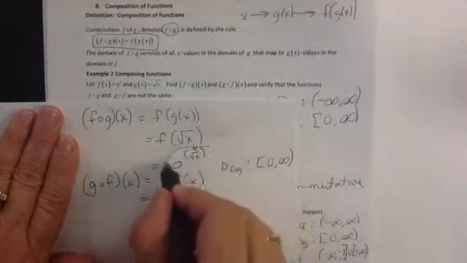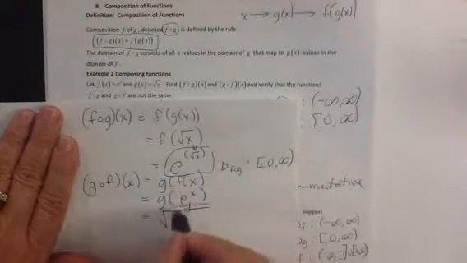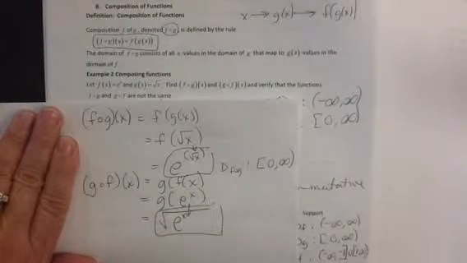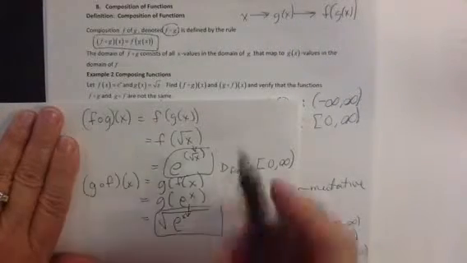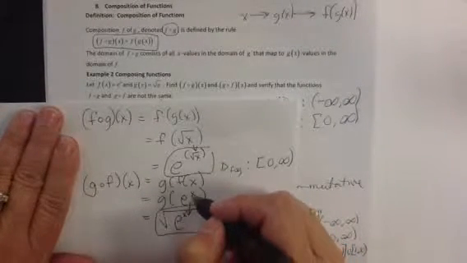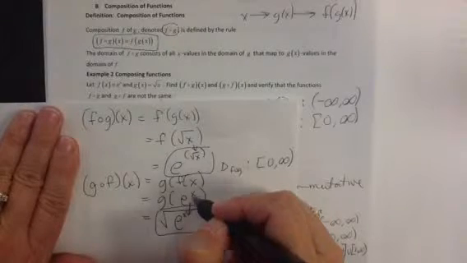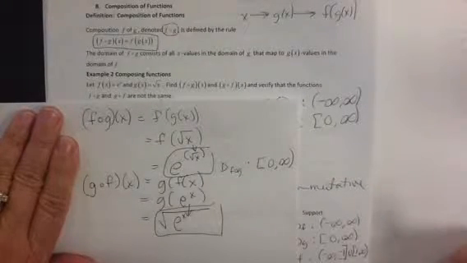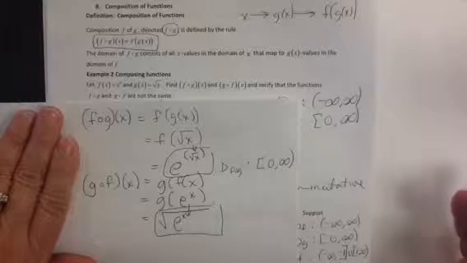Now when you look here, is this the same as that function? No. In this function, I'm allowed all reals. Okay? Now when you think about it, I have all reals. Can I take the square root?